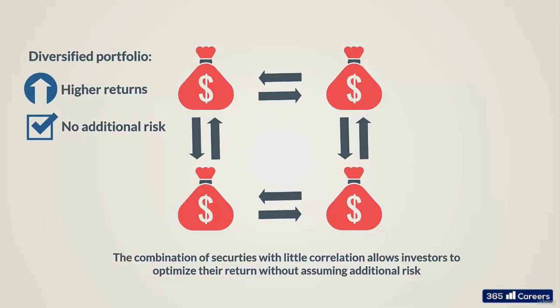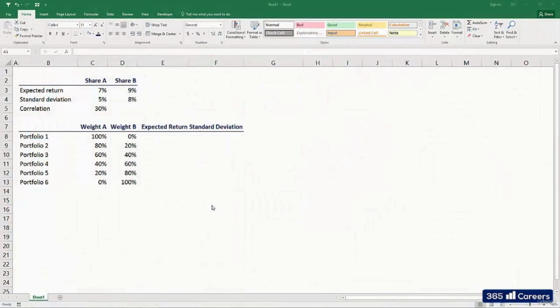Through the combination of securities with low correlation, investors can optimize their returns without assuming additional risk. Markowitz assumes investors are rational and risk-averse, so they are interested in earning higher returns and prefer avoiding additional risk. This leads to the conclusion that, for any level of risk, investors will be interested only in the portfolio with the highest expected return.